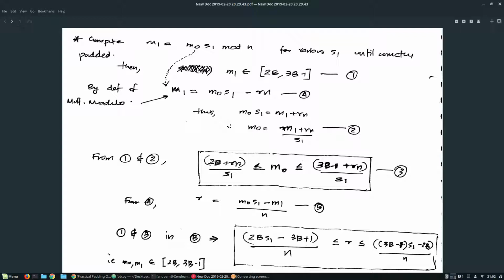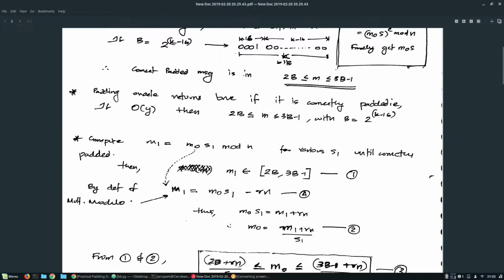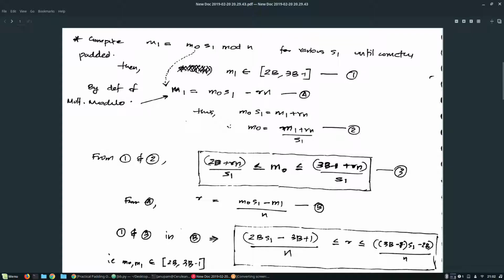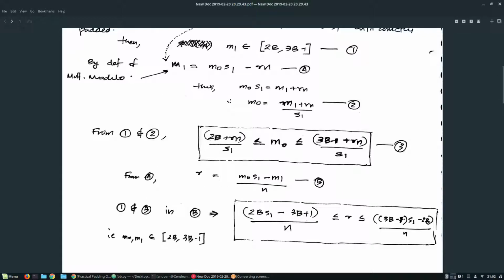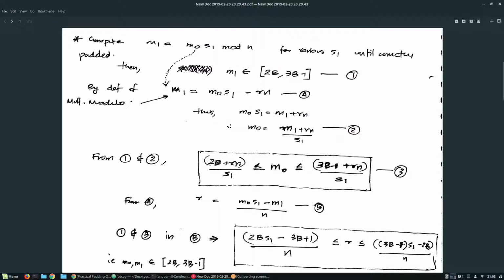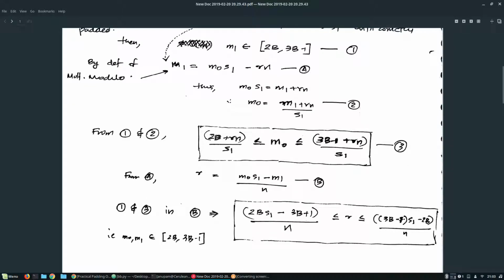So basically what we found out was, we knew initially that m0 lies between 2b and 3b minus 1, but we reduced it by finding another m1 using an s1. So in these limits we have a number r, which is not actually random, but we do not know it now, so we need to find it. So we know this equation where m1 is equal to m0 into s1 minus rn. So we find an equation for r from there, and we substitute these limits for m0 and m1 to find out the limits where r lies.